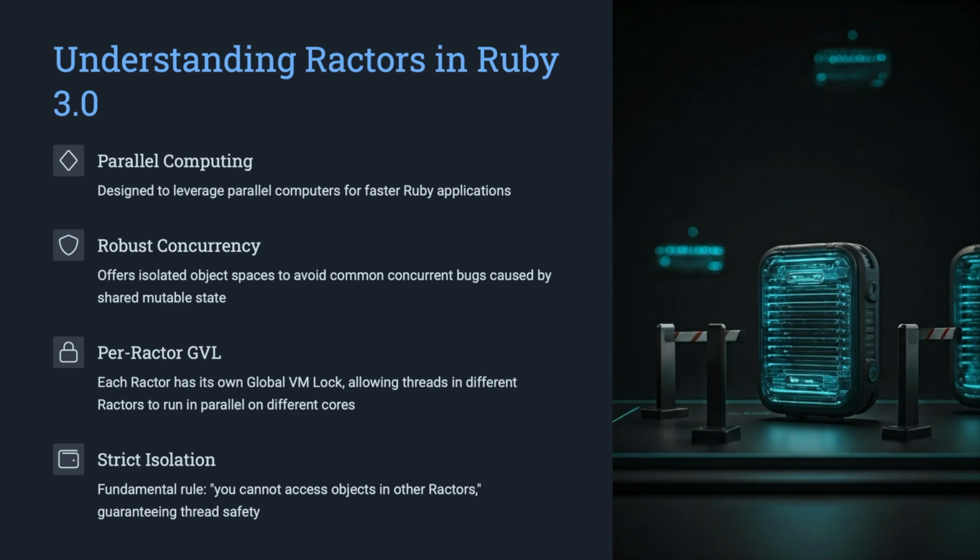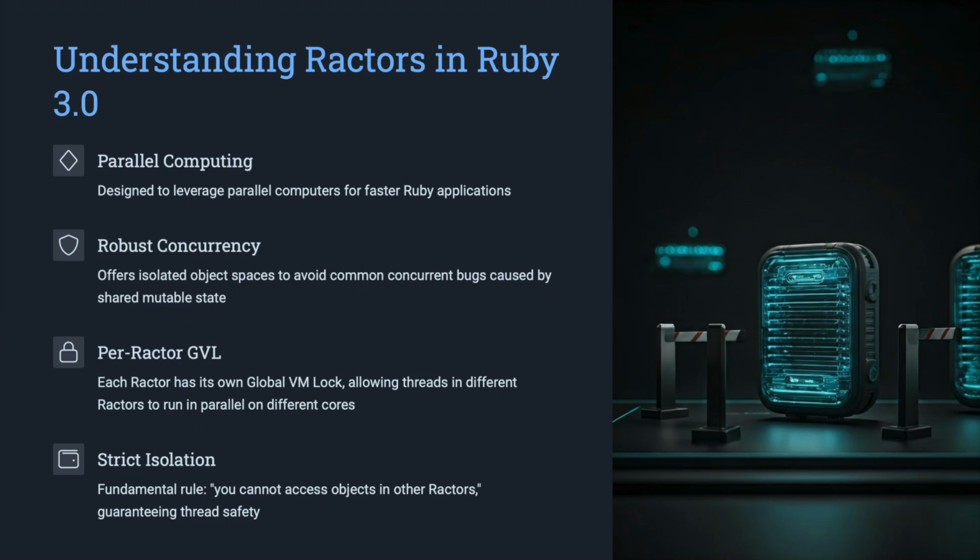So mostly isolated worlds. How does the GVL fit into this picture then with Ractors? Did it just disappear? No, not quite. And this is crucial. Each Ractor gets its own GVL. Its own GVL, okay. So if you have multiple threads running inside a single Ractor, they still contend for that Ractor's GVL. They won't run truly in parallel with each other. So threads within a Ractor are still limited. Right, but because different Ractors have independent GVLs, threads in different Ractors can run truly in parallel on different cores. Exactly, that's the mechanism. The isolation enables independent GVLs, which enables true parallelism across Ractors.